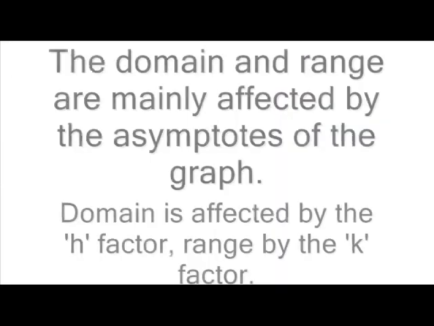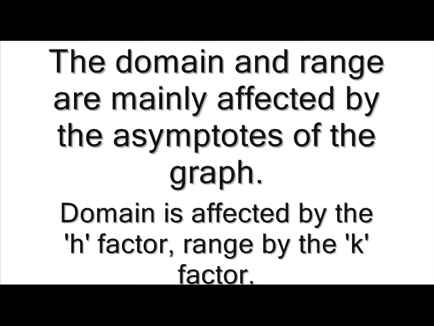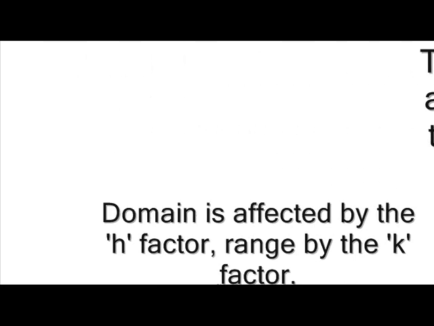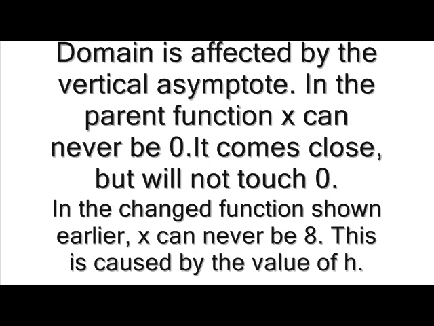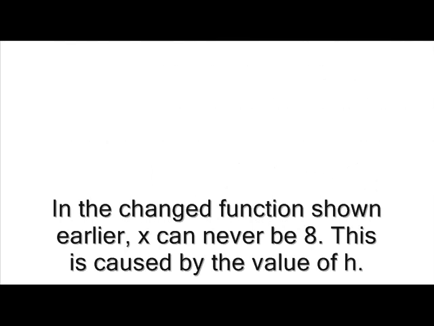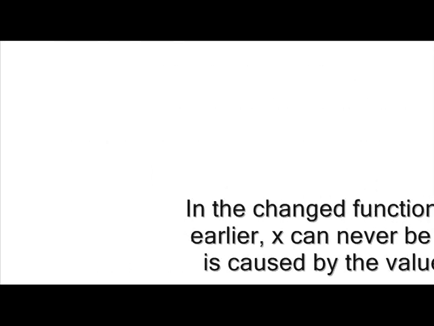The domain and range are mainly affected by the asymptotes of the graph. Domain is affected by the h factor, range by the k factor. Domain is affected by the vertical asymptote. In the parent function, x can never be 0. It comes close, but will not touch 0. In the changed function, shown earlier, x can never be 8. This is caused by the value of h.